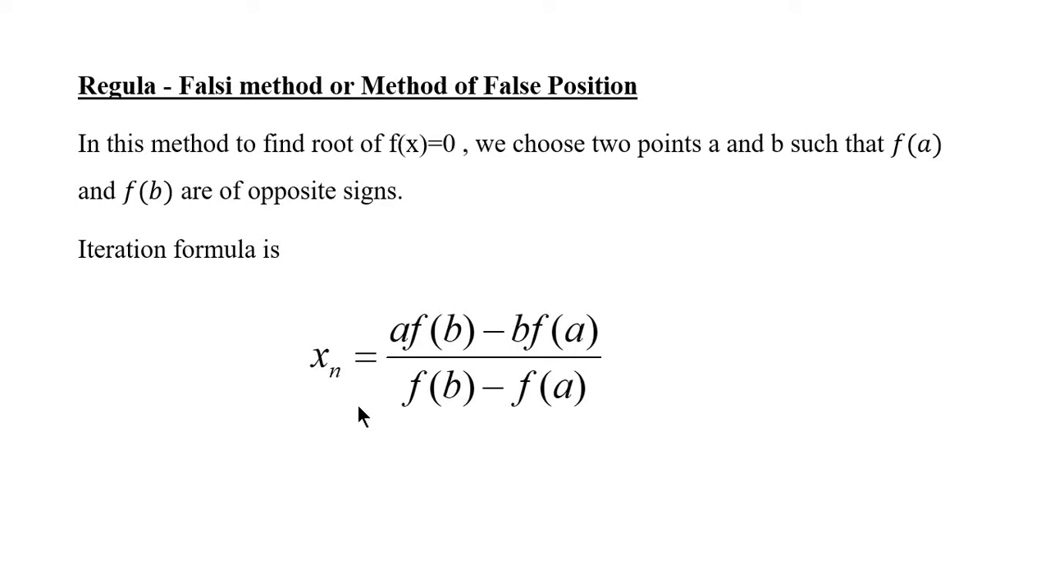Hi all, in this video I will teach you how to find the root of an equation f of x equal to 0 by Regula-Falsi method with the help of a calculator. We choose 2 points a and b such that f of a and f of b are of opposite signs. The iteration formula is xn is equal to a into f of b minus b into f of a divided by f of b minus f of a.